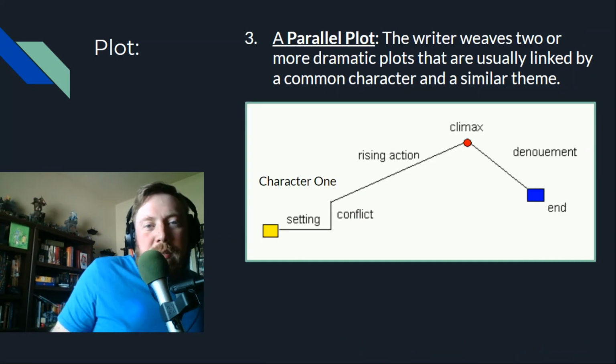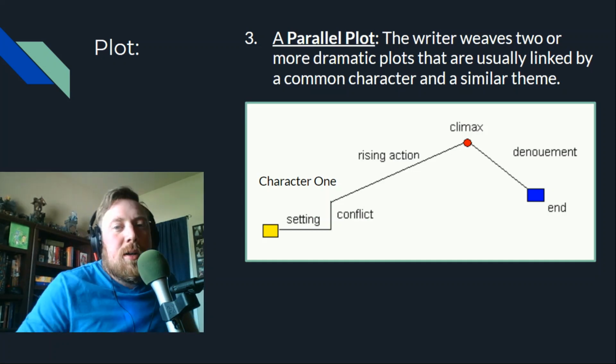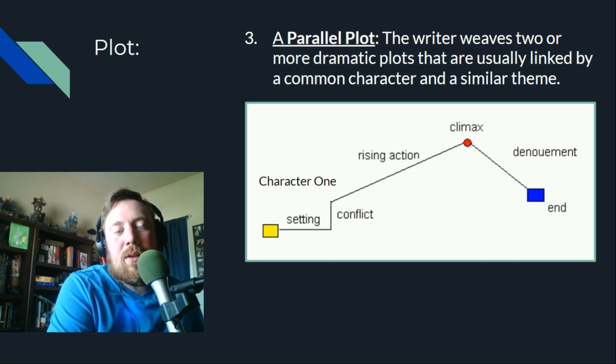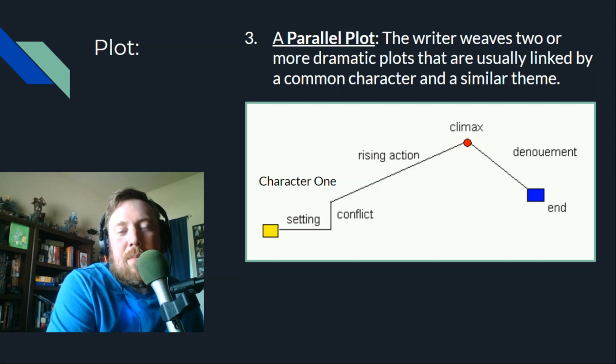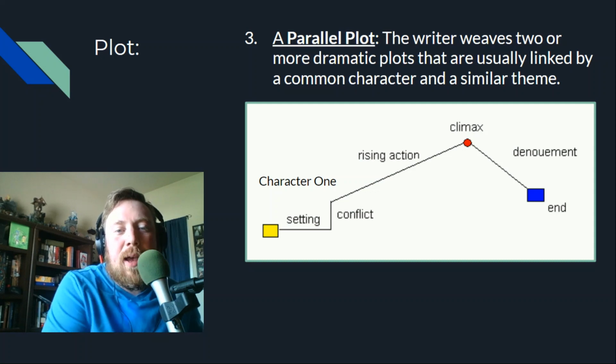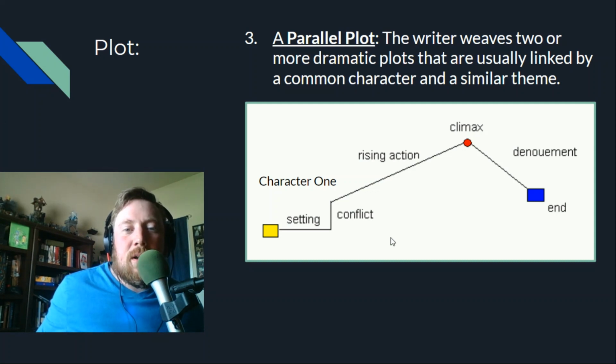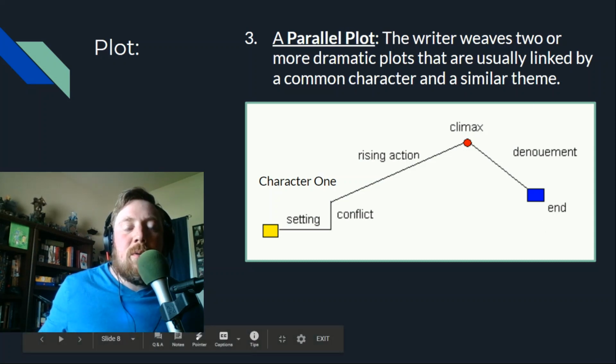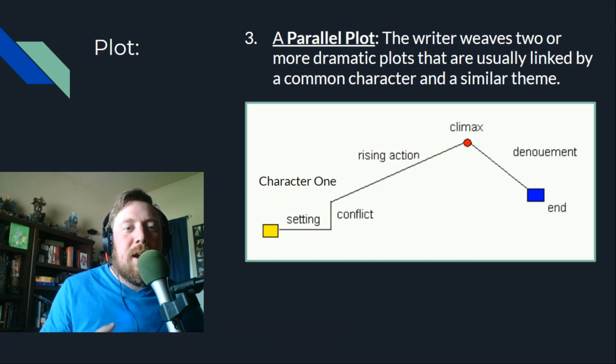Number 3 is a parallel plot, and you'll see here that I have the dramatic plot line, and I basically just copy pasted that same one, but I have a label here that says character 1, right? Because what a parallel plot is, the writer weaves 2 or more dramatic plots that are usually linked by a common character and a similar theme. So you might have, say, character 1, and what a parallel plot does is it goes back and forth between 2 characters during the same time. You follow?